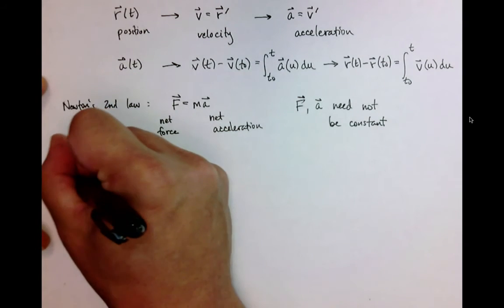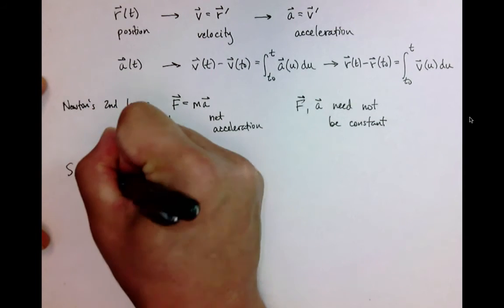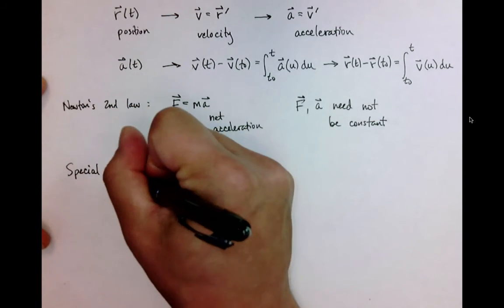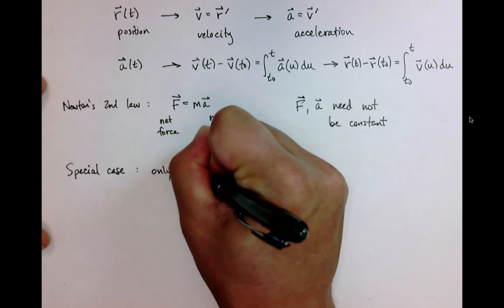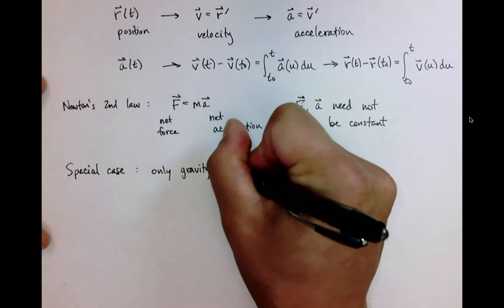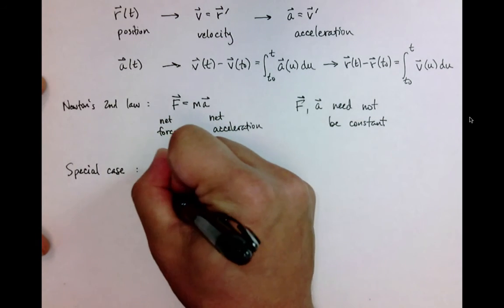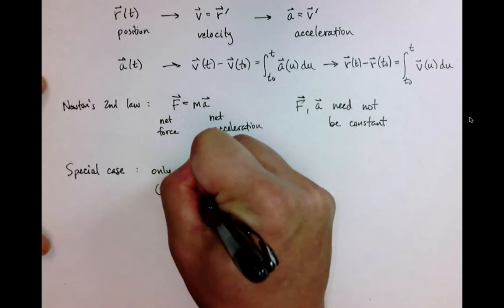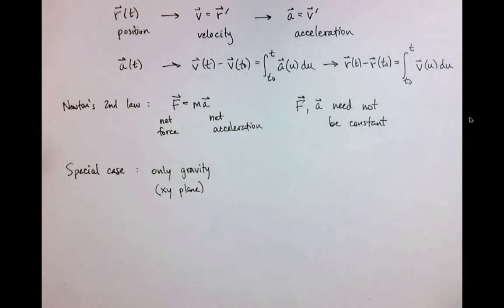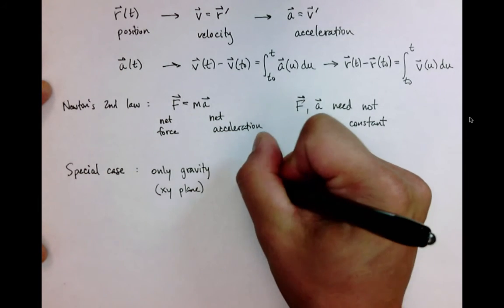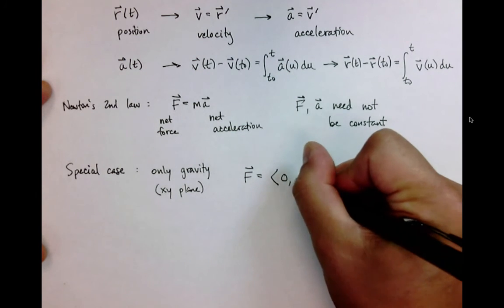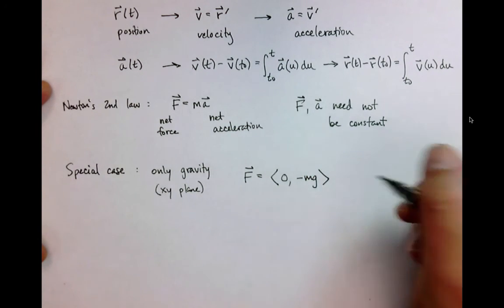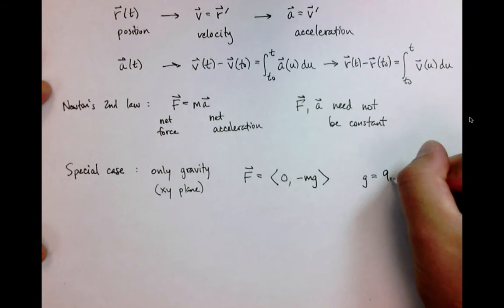Now there is a special case where the only force present is due to gravity. And let's say that takes place in the xy plane. So this is often used to model the motion of a projectile, like a cannonball. And in this case, the force is constant, and it only has one non-zero component, where g is about 9.8 meters per second squared.